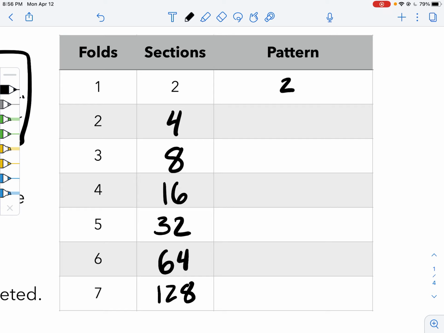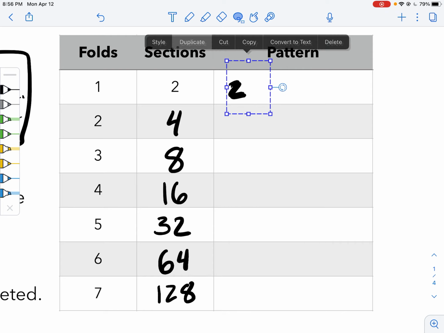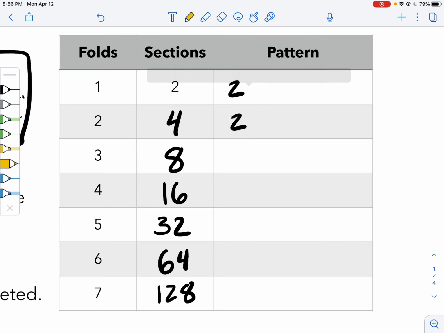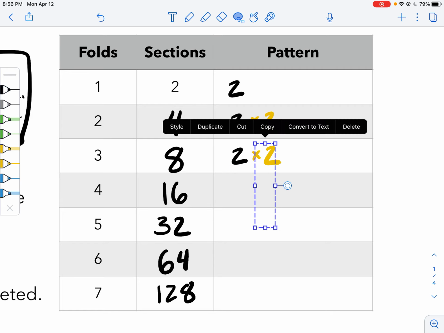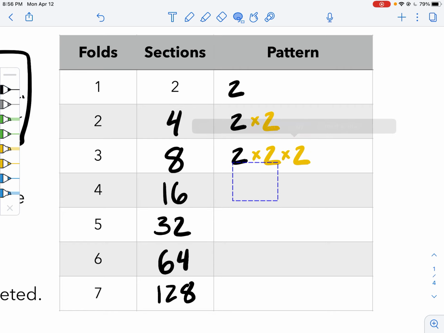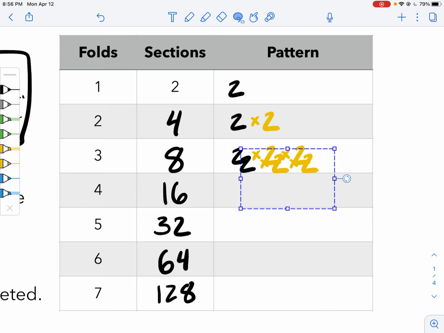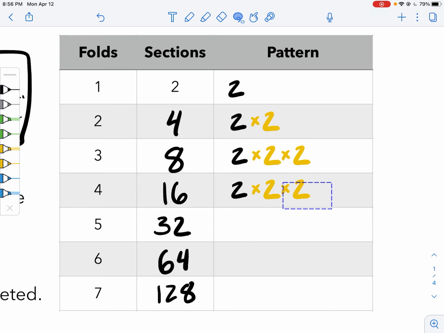There's no pattern yet. But then you have 2 times 2. And then you have 2 times 2 times 2. Because each time, you know what? I wrote that wrong. I'm going to start over. You have 2. And then you take what you have, and you multiply that times 2. And then you took what you have, and you multiplied times 2 again. And then you took that, and you multiplied times 2 again.